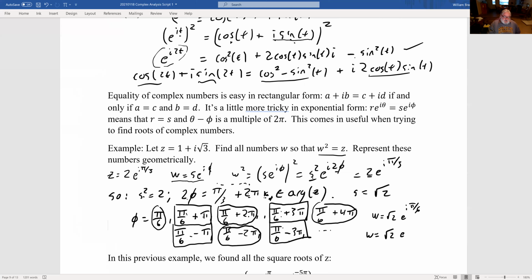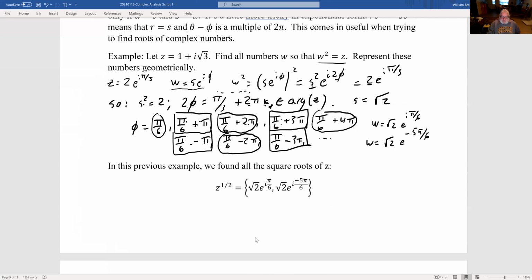Now we have to be careful. This is 7 pi over 6, which is not allowable as an argument. Pi over 6 minus pi is minus 5 pi over 6, so that would be my principal argument. So there are two values for w. Those are my two square roots.